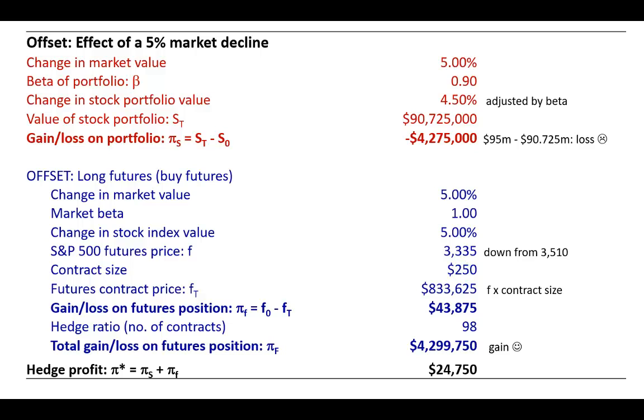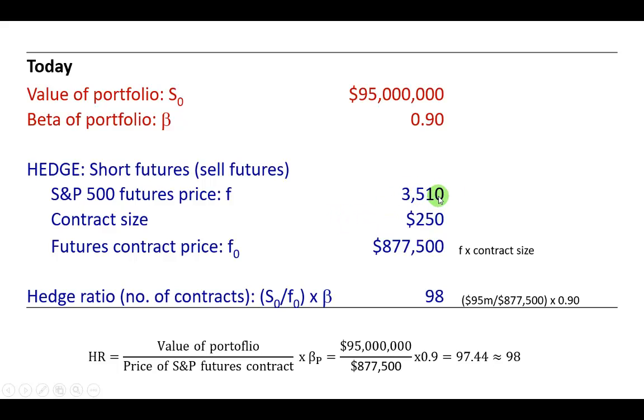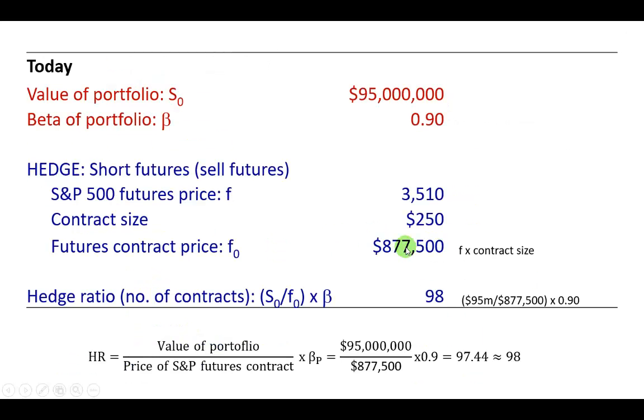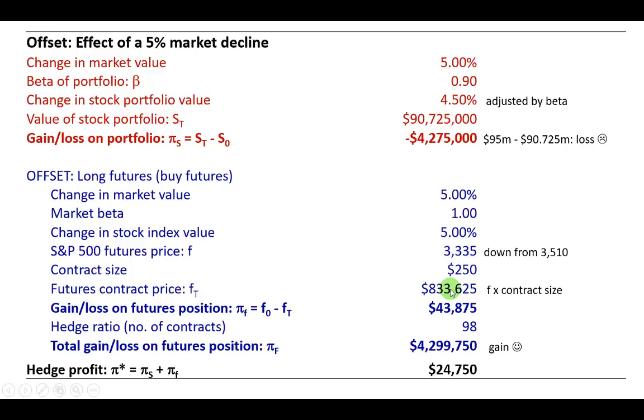Well, I see a good thing happening for you, because as you can see, you sold futures for 35.10, and now you're buying it back for 33.35, and adjusted by the contract size, you are enjoying a gain of 43,875, which is the difference between the price at which you sold futures and the price at which you are buying it back. So that's how you look at this. You sold futures at a price greater than you're buying it back. The difference of 43,875 represents your gain per contract multiplied by the total number of contracts in play, which is 98.